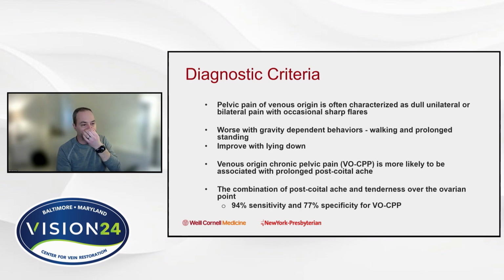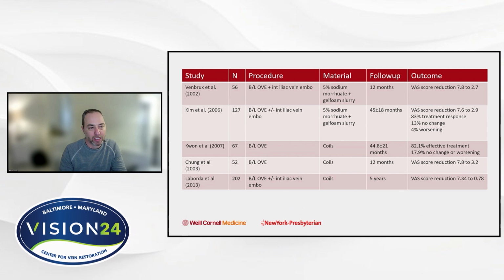Next slide. If we look at data and we look at outcomes, this particular piece of data I think is really interesting as determining diagnostic criteria. And this data, I like the last piece of this that I have on the slide, the combination of postcoital ache and tenderness over the ovarian point with examination, 94% sensitivity, 77% specificity with venous origin chronic pelvic pain. So this is really where this particular patient population has pain.